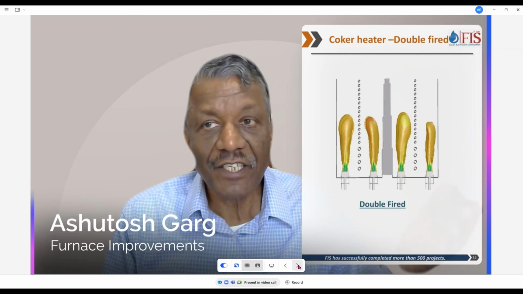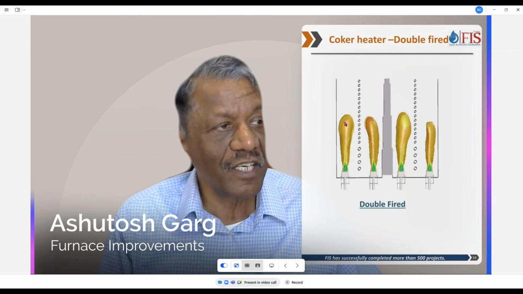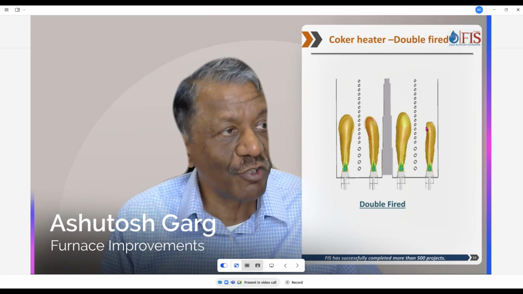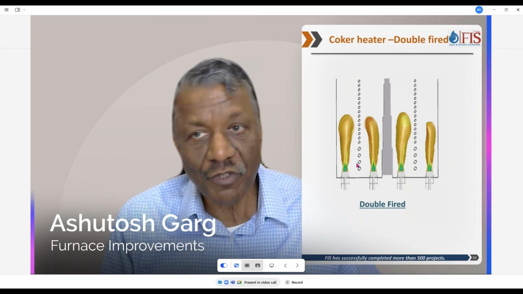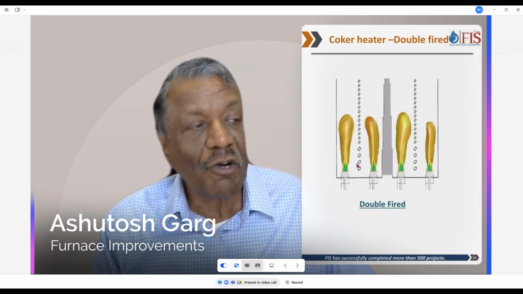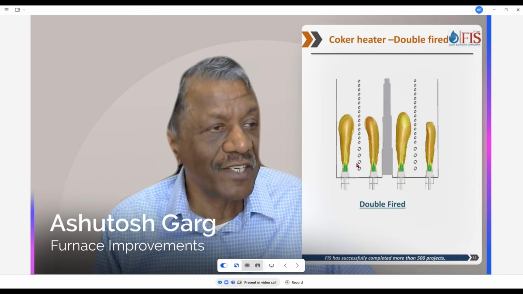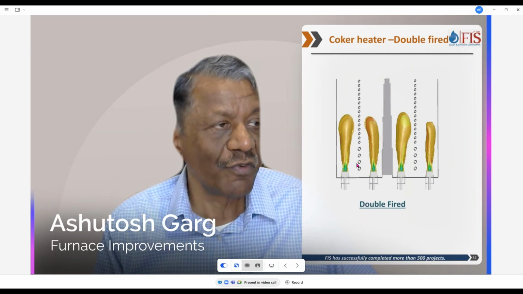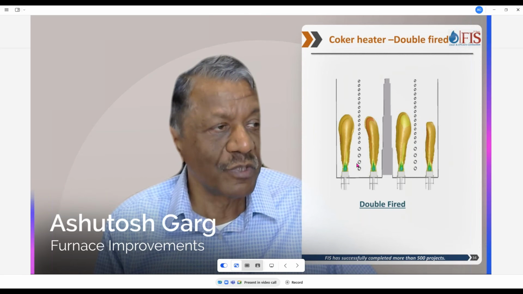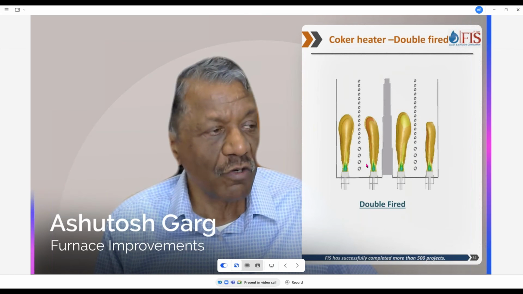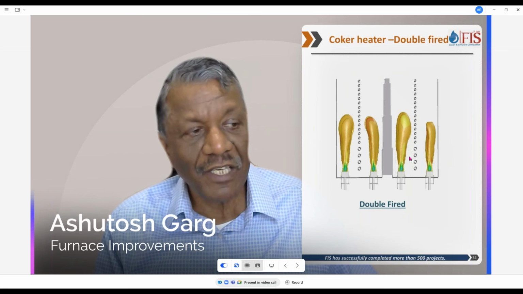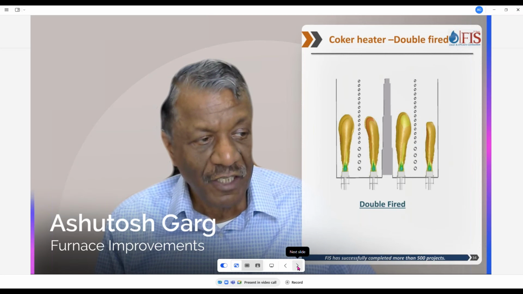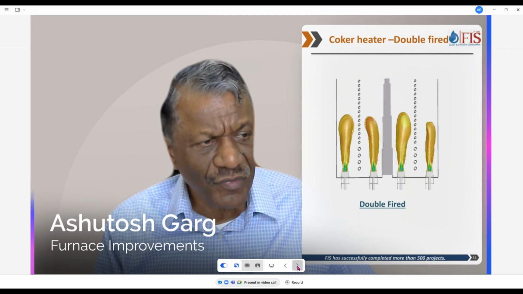This is a coker heater, a double-fired coker heater, and you can see how the flames are so close to the tube. So how will you have uniform heat transfer in a coker heater? Coker heater is a very important heater in the refinery. It's the most money-making heater, and you want it to run for a long time before you do the decoking or pigging. So I think the API 560 can definitely be strengthened to address all these issues and get better heaters.